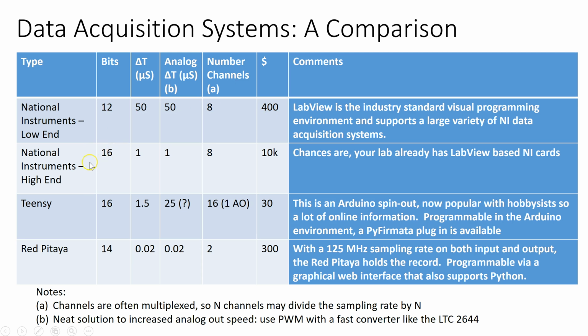National Instruments go up to high-end boards, and here's an example of one of them: 16-bit resolution, 1 microsecond, so you therefore could look at 500 kilohertz, both in and out, which is nice. Also 8 channels, but you're paying $10,000 for the board, so beware.